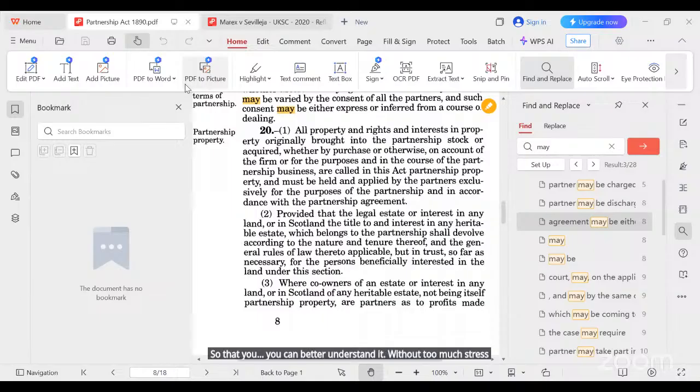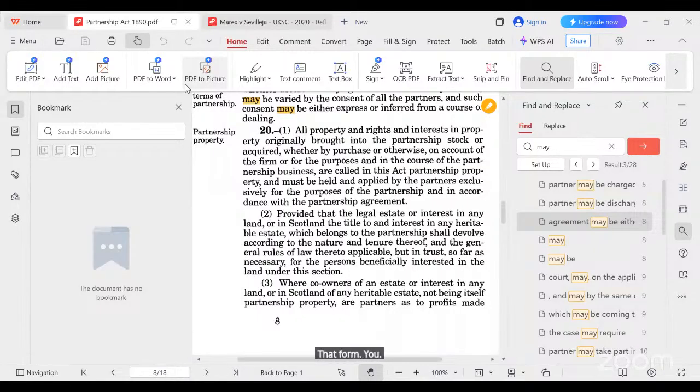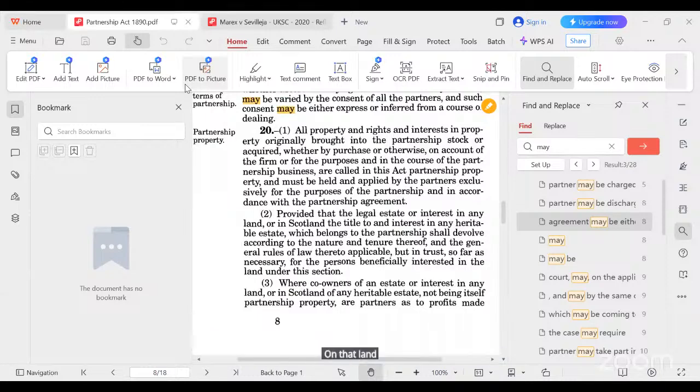So you have a factory setting. That is the only way you can operate that phone. You first of all encounter, all of us, the factory setting. Okay. Now in law, the equivalent of the factory setting in what we are doing is what we call the underlying rule. Underlying rule. That is the underlying rule for that phone.